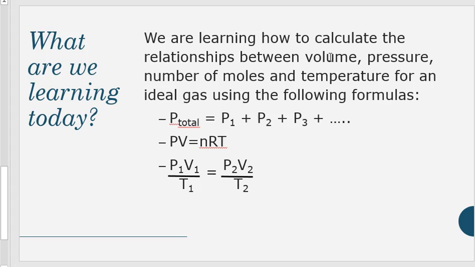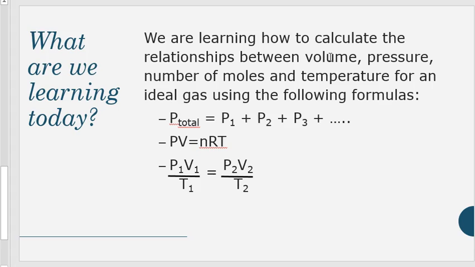Remember that temperature has a direct relationship with both volume and pressure. Whenever you heat something up, you're going to increase the volume and you're going to increase the pressure. So whatever you do to temperature also happens to volume and pressure. That's what we call a direct relationship. If you increase temperature, you also increase volume and pressure.